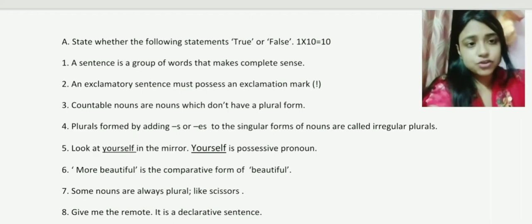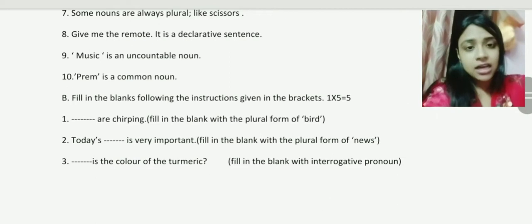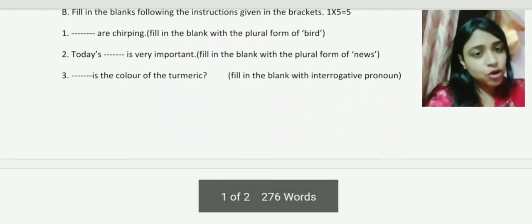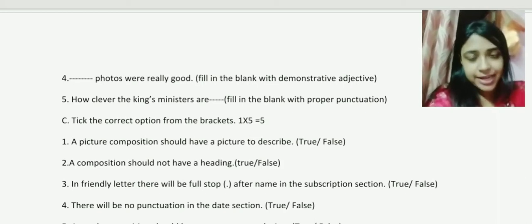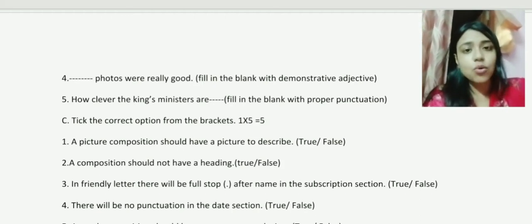There are true or false questions, and then fill in the blanks following the instructions given in the bracket. You have to follow the instruction as given in the bracket and fill in the blank accordingly. And lastly, you need to find the correct option and tick it from the given options in the bracket. So these three types I have given. All of these carry only 1 mark. So this whole revision test will consist of 20 marks.